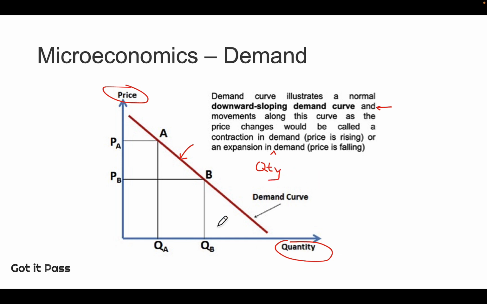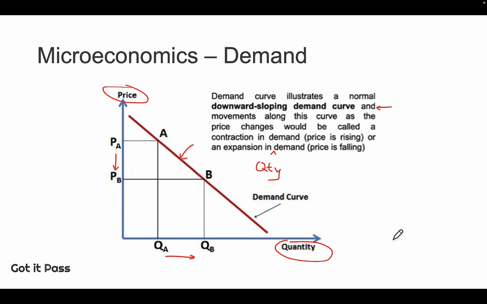In this case, point A and point B on the demand curve show different prices and different quantities demanded. Given the price at PA, the quantity demanded is at QA. When the price is lowered or decreased from PA to PB, you can see the quantity demanded will be increased from QA to QB.